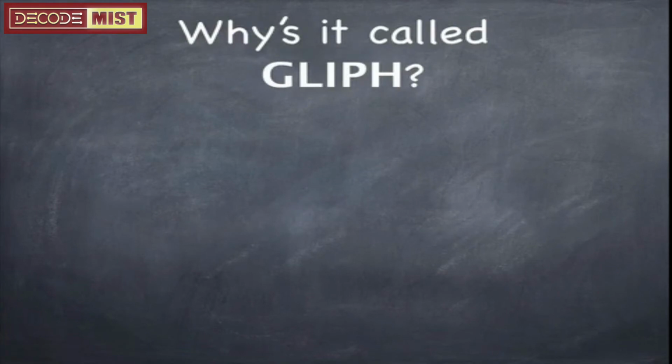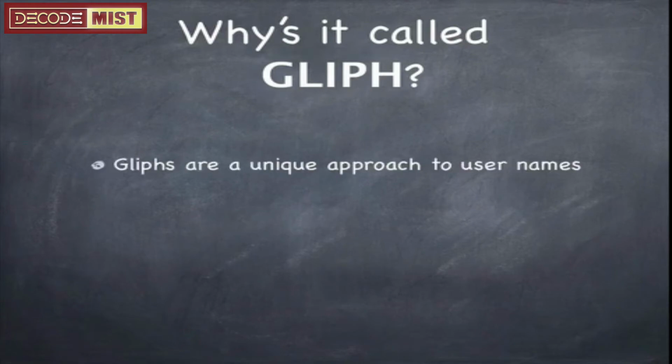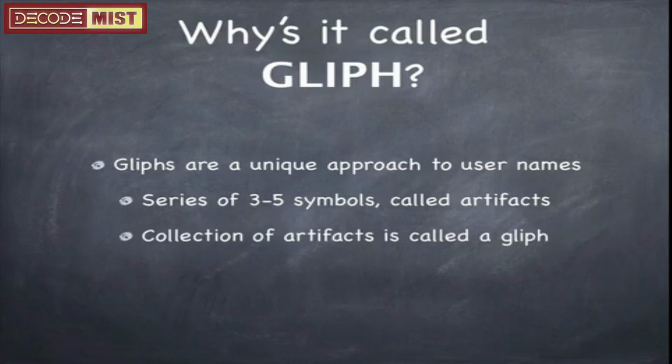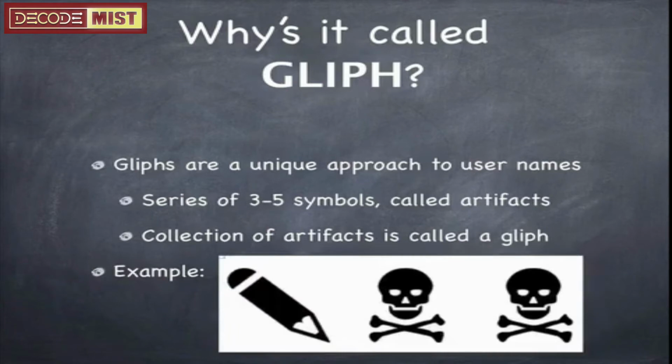Okay, so I'm sure you've been wondering, why in the world do they call it Glyph? Are they from ancient Egypt or something? Well, no. Or at least, I don't think so. Anyways, Glyph is a play on the word hieroglyph, the form of ancient pictographic writing, and it hints at their unique approach to usernames. To be specific, a username is called a glyph and is composed of 3 to 5 symbols called artifacts. For example, my glyph is pencil skull skull. I picked it because I'm a radiology resident and I should be studying for boards at the moment.